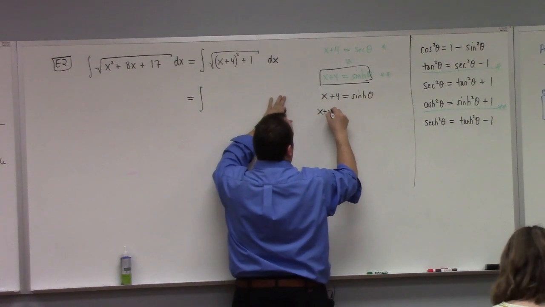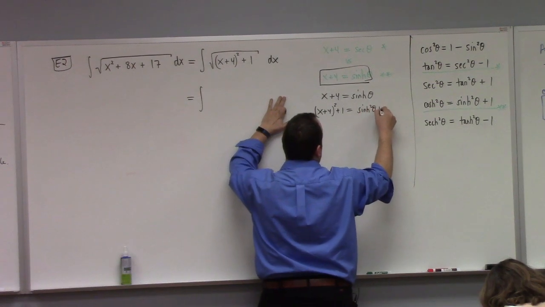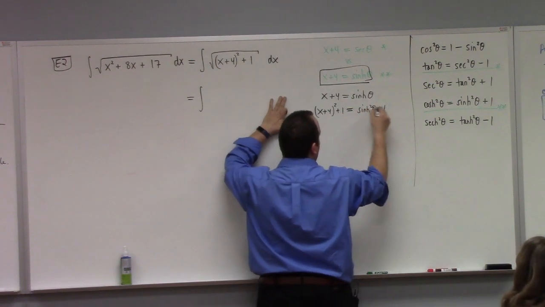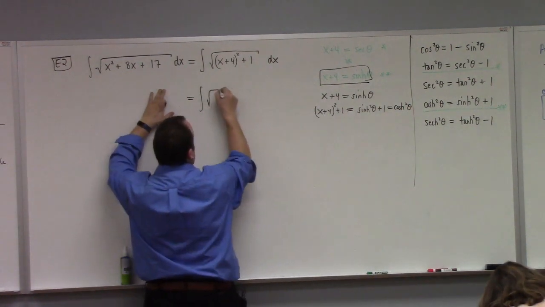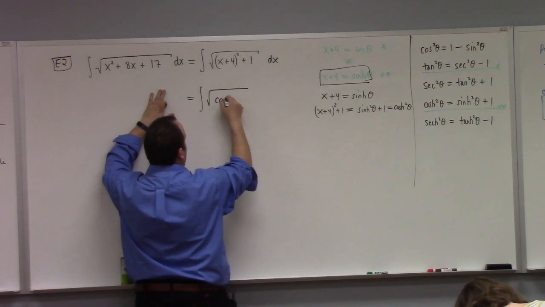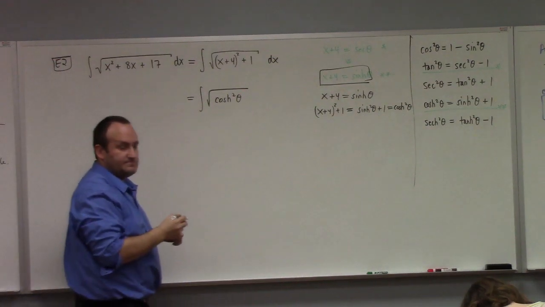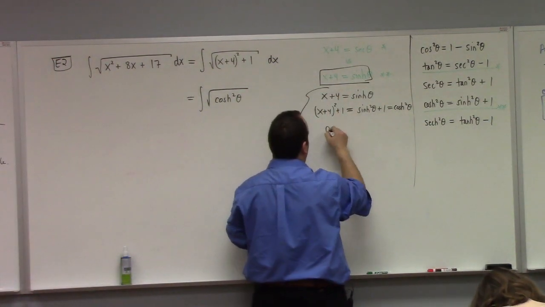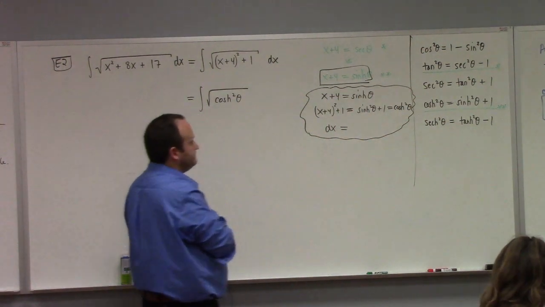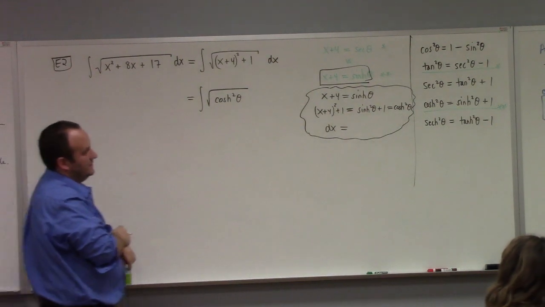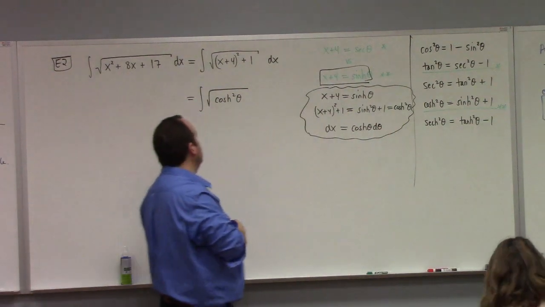Then in that case, x plus 4 squared plus 1 is what? Sinh squared theta plus 1, which is equal to cosh squared theta. So that's great. First of all, the thing under the radical will just become hyperbolic cosine squared theta. Yay. How about dx? What's dx here? I heard a what? Cosh theta d theta. Very good.